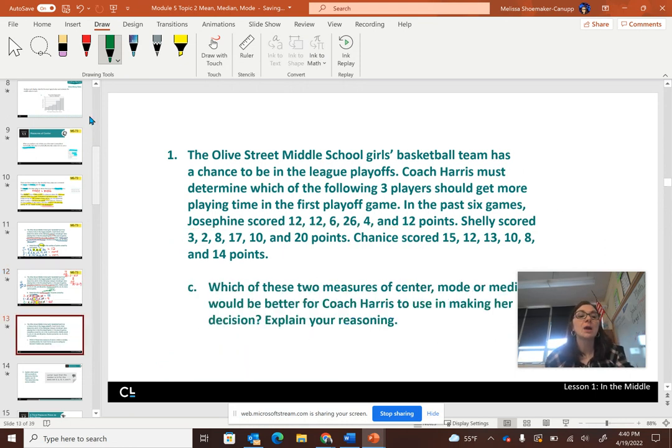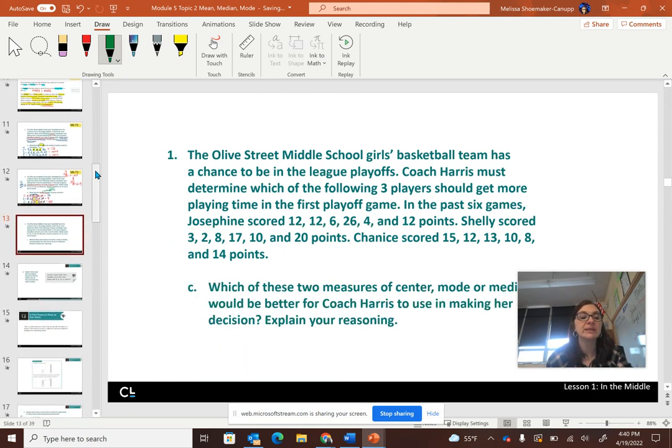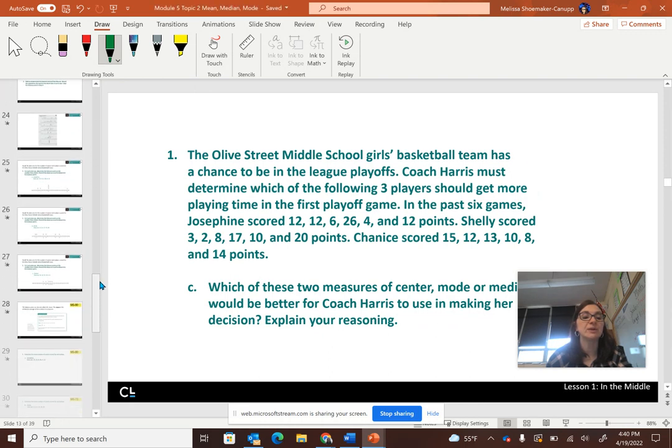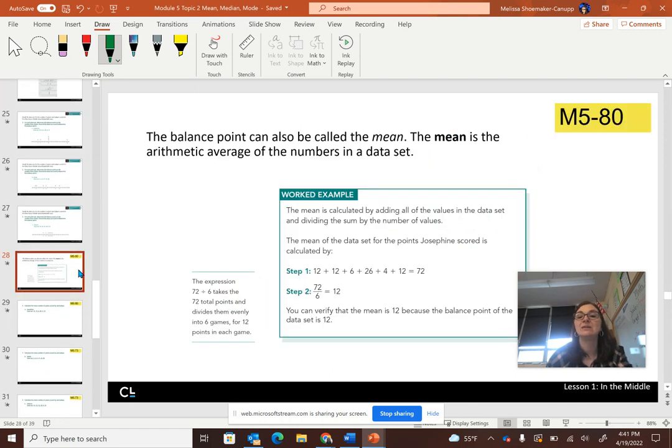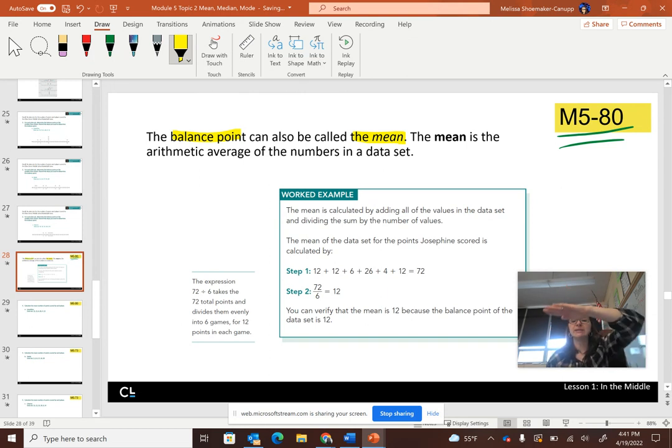Okay, now I'm going to skip some pages because I want to jump to the mean. I'm all the way on page M580. This is where it talks about the mean, and it's a balance point. All the numbers will balance in the center. The mean is the average.